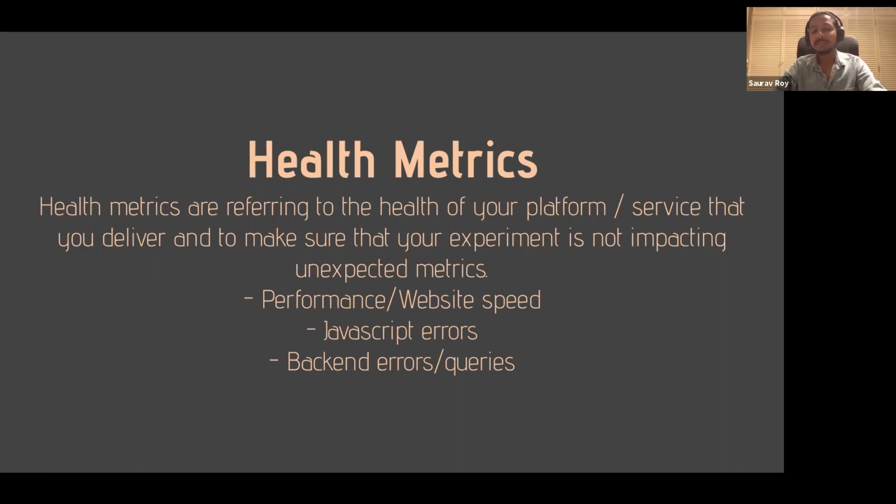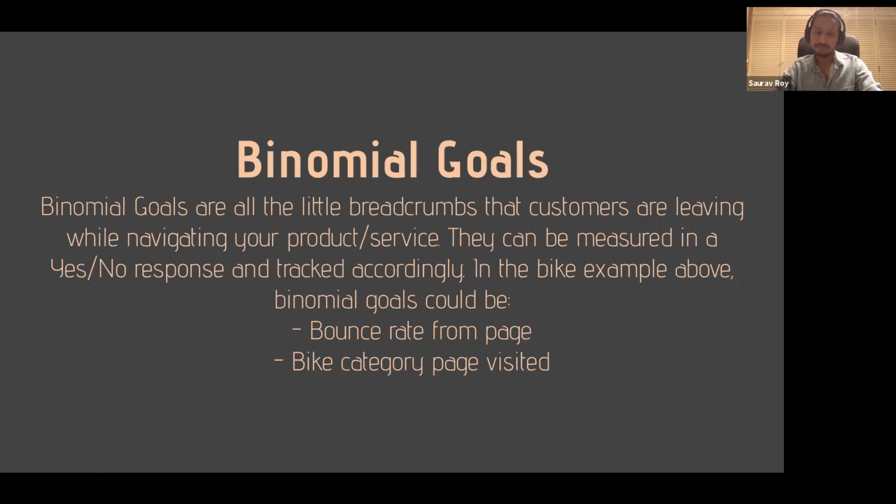And then we have the health metrics, which again differ from company to company. It's most probably defined by an organization or a tech team, but these are typically related to the health of your product, like your performance, your page load times, the speed of your website, the errors you see, the app crashes you have, etc. Right? So these are good to monitor in all experiments, so that you can find out that there are no unexpected changes in these health metrics.